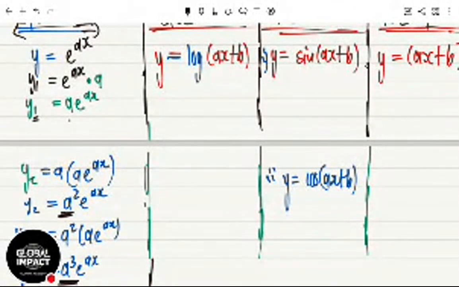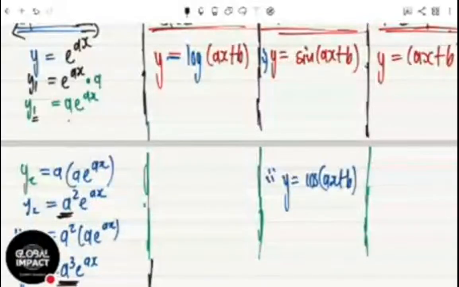I like to do logarithmic last. Maybe let's start with this trig. How am I going to get the nth derivative for this trig thing? How am I going to get the nth derivative?